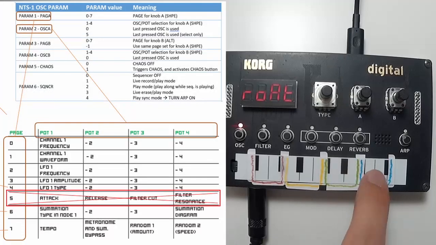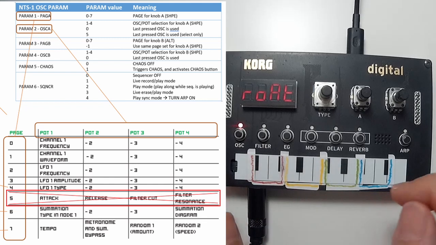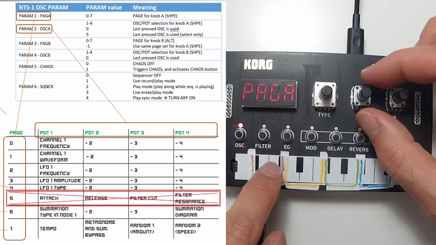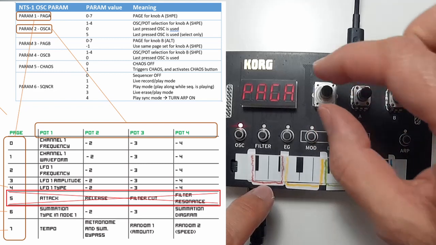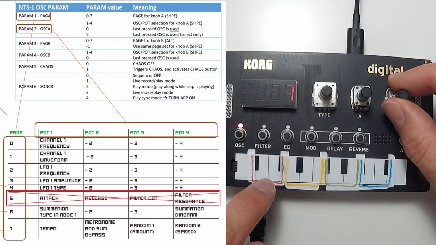When you want to be setting up something, you will mostly use knob A, because you'll be using the type and the B to change which page you want to change.